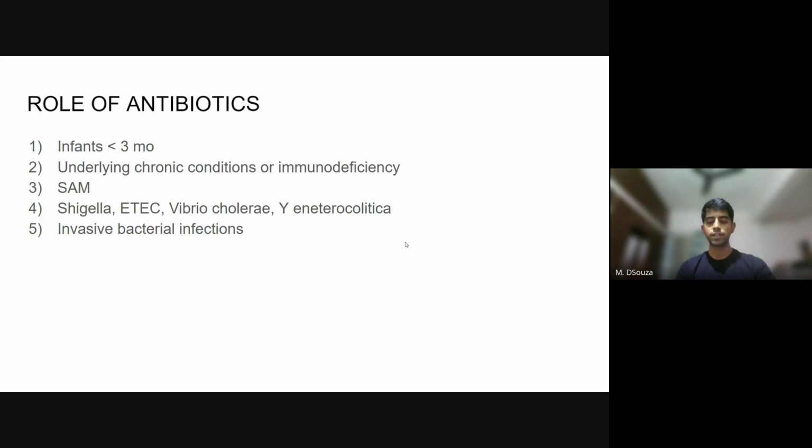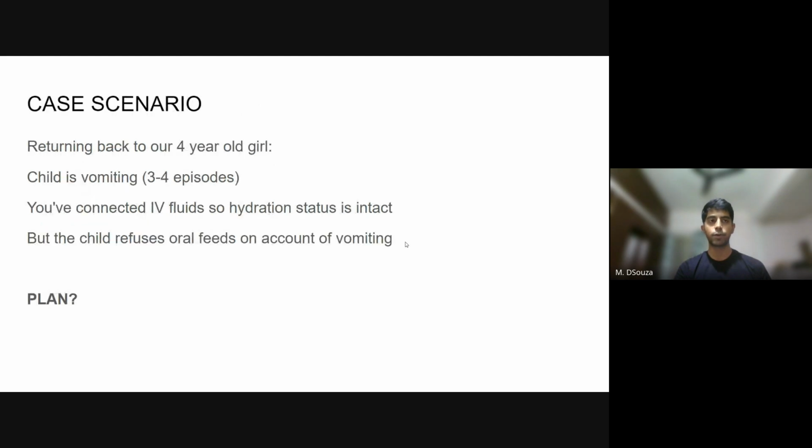For other conditions, generally the antibiotic of choice would be your third generation cephalosporin. So you would think of ceftriaxone if you're giving IV, or you would give cefixime as an oral medication, which would come as 10 mg per kg per day in 2 divided doses. We'll come to the later slides which will show you the formulations. We'll come to that at that point.